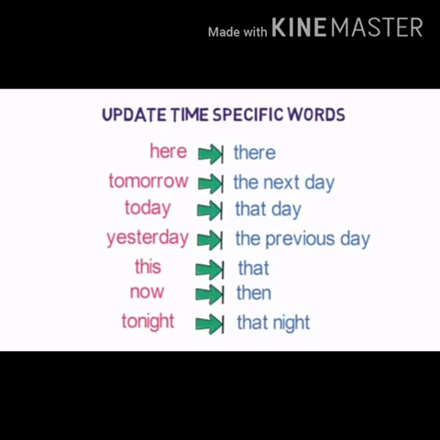Now the last one is update time specific words. Let's understand this with the help of the chart. Here will change into there. Tomorrow will change into the next day. Today will change into that day, yesterday into the previous day, this into that, now into then, and tonight will be that night.